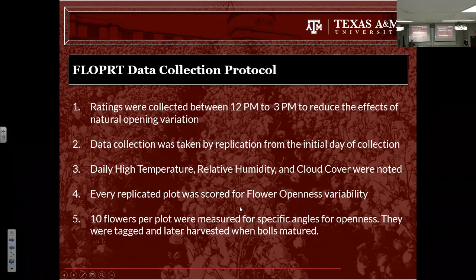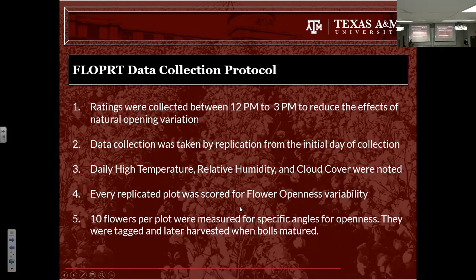So when we're talking about data collection for the flower openness, we wanted to make this as consistent as possible. We did collect data in between 12 and 3 p.m. We started out trying to do a shorter amount of time, but through trial and error, we just needed more time to get the amount of data. Data collection, of course, if we started the rep, we had to finish in that day because depending on the weather and cloud cover, the variation of flowers can change. And then we, of course, took daily high temperatures, relative humidity, and cloud cover, because they've seen that it can affect flower variability.